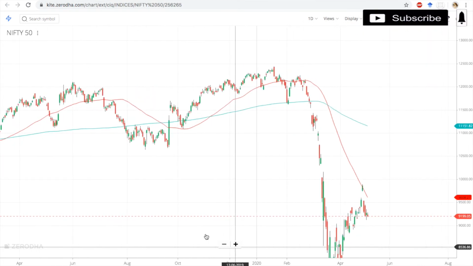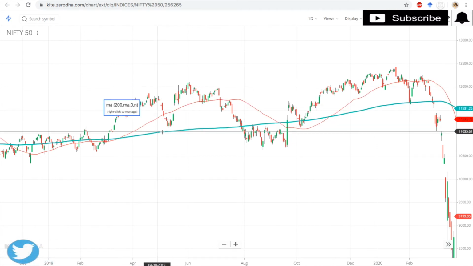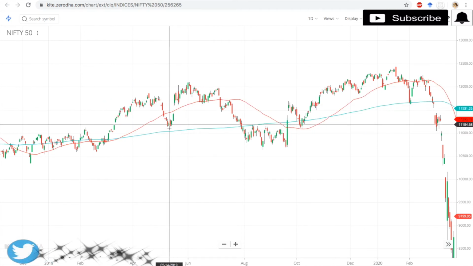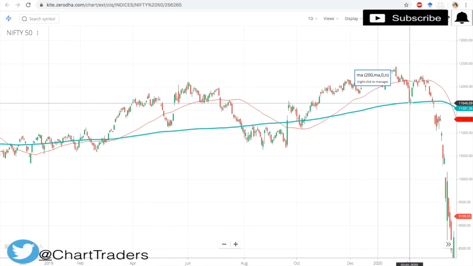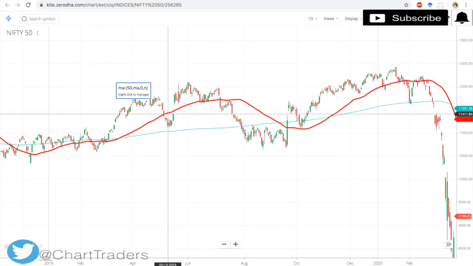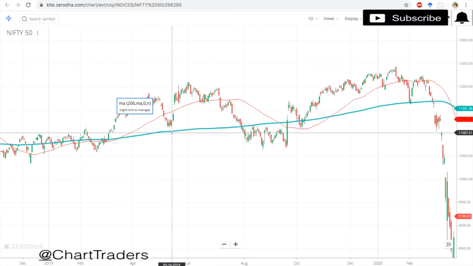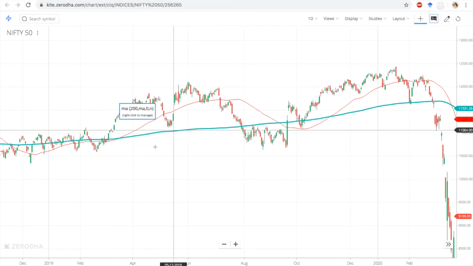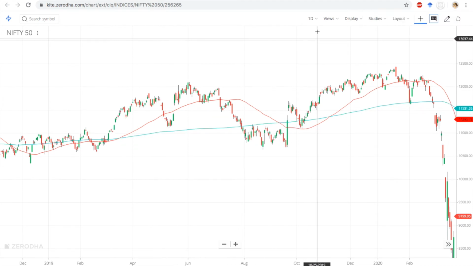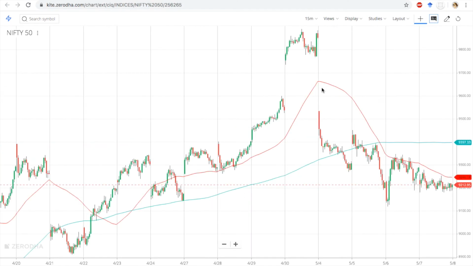Sometimes when the price goes down, it is taking support at the 200 moving average also, here, then here, and again went up. So once the 50-day moving average breaks down, it will check for the 200 moving average and take support at the 200 moving average. Now we are going to shift to 15 minutes and let's analyze the moving average.